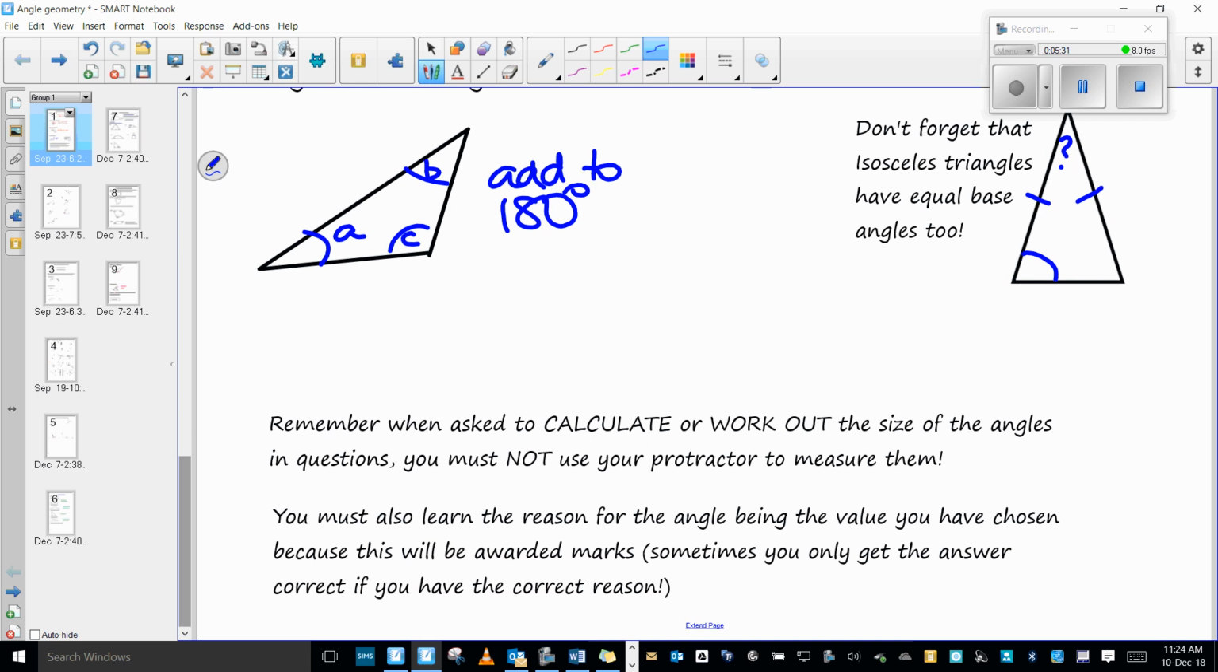And I've just said here, remember when asked to calculate or work out the size of the angles, you must not use a protractor, and you need to learn the reason. Sometimes they will give you 1 mark for the total question for the angle and the reason. So if you don't have the correct reason, then you get nothing. So please make sure that you're understanding the reasoning behind it, not just showing the calculation.